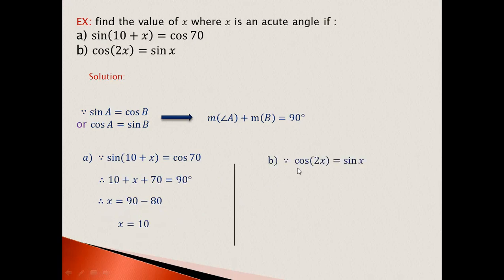Now we can find the second required. Since cosine 2x equals sine x, also, as we said before, if cosine of the angle equals sine of the other angle, that means their sum equals 90 degrees. So 2x plus x is going to be 90 degrees. Now we can add the like terms: x plus x plus x equals 3x equals 90 degrees. And now we can divide each side of the equation by 3. So x is going to be 90 over 3, and then x is going to be 30.